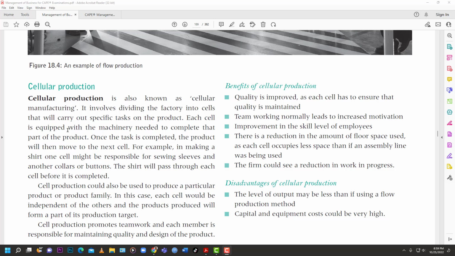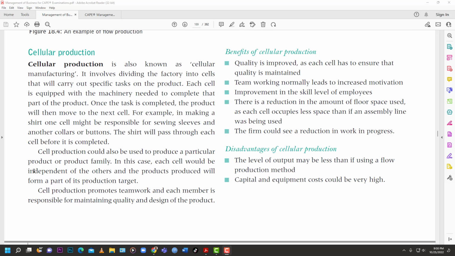So each cell is equipped with the machinery needed to complete that part of the product. Once the task is completed, the product will then move to the next cell. For example, in making a shirt, one cell might be responsible for sewing the sleeves, another for the colors or the buttons, and the shirt will pass through each cell before it is completed.